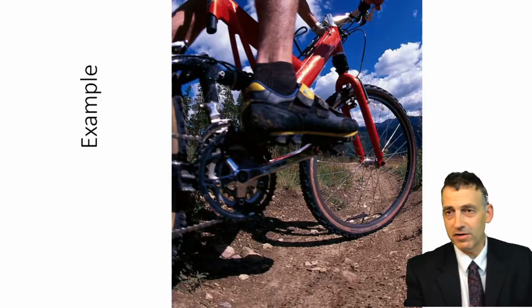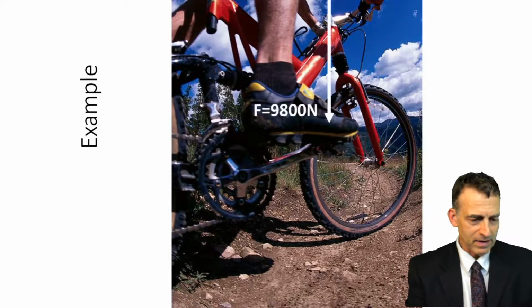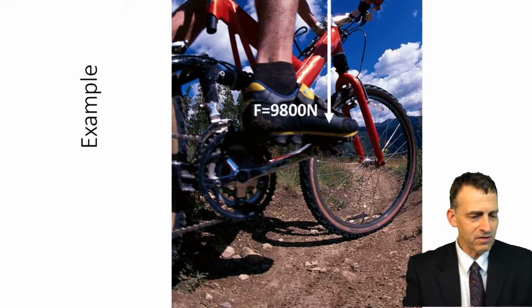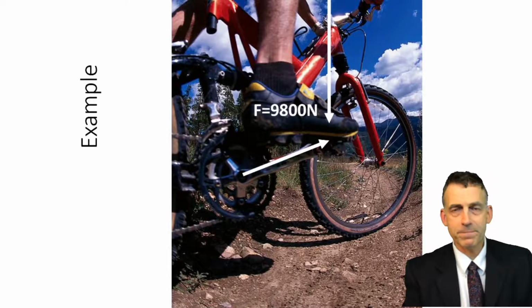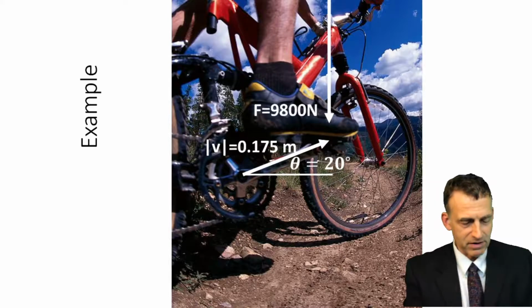I've got a bicycle here. This is not me, just a stock photo of a bicyclist. I'll say that 9,800 newtons are being pressed down, which is approximately my weight. So pressing down on this pedal, the crank arm is about 175 millimeters long, so 0.175 meters is the length of this. And the angle between these two is 20 degrees.